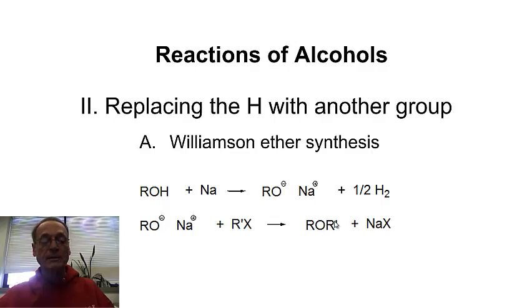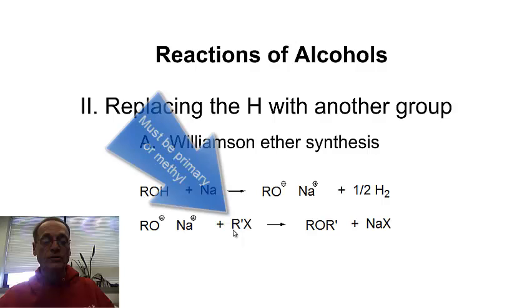And this step really constitutes the Williamson ether synthesis. It's an alkoxide plus an alkyl halide goes to an ether. Now, one thing to remember about it is that it really only works if the alkyl group, this R' that I've indicated here, is a methyl group or primary.